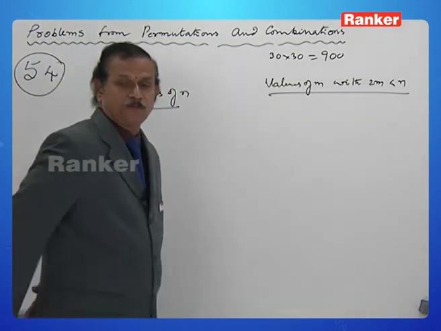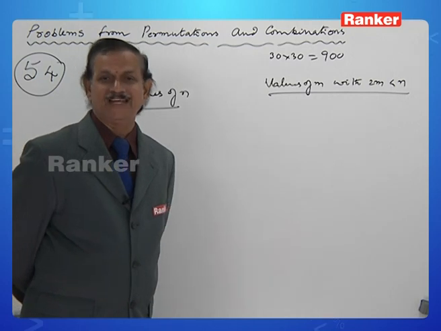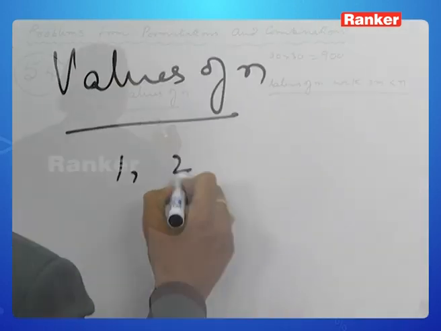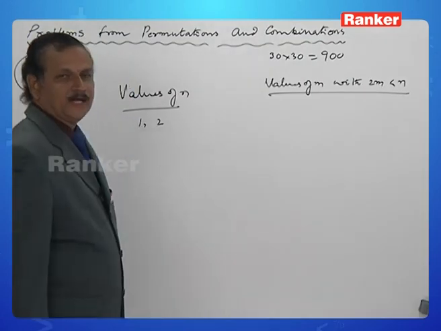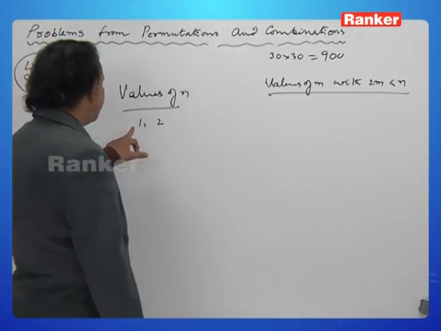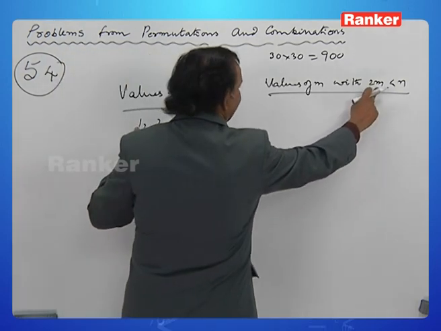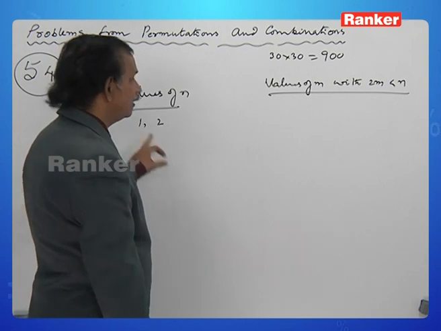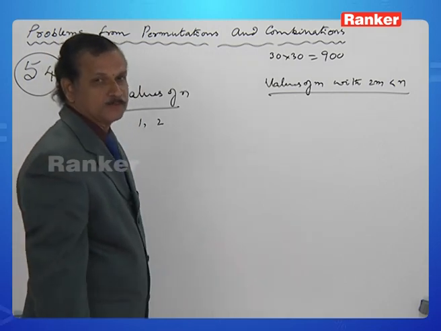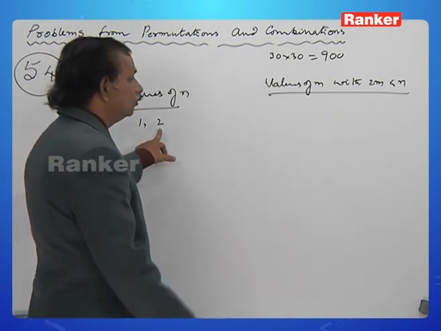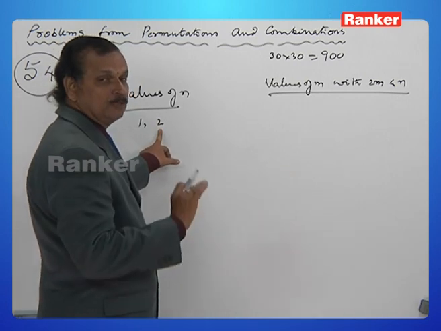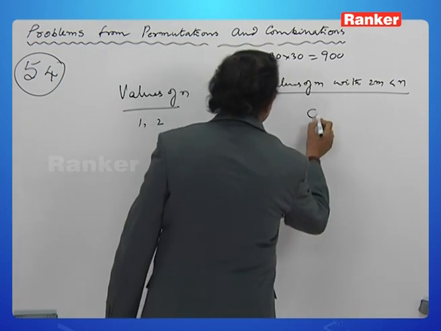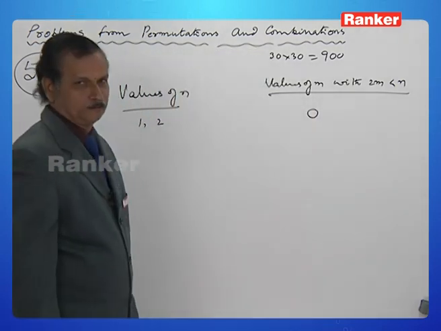Well, it can be estimated by giving some values to n and m. Suppose n is either 1 or 2. If n is 1, you cannot have m with 2m less than n. 2m less than 1 means m less than half, not possible. If n is 2, 2m less than 2 means m less than 1, then also it is not possible. Number of such m's is 0.